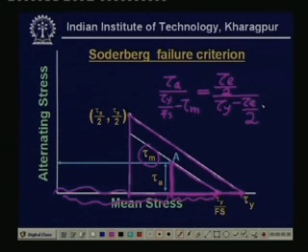So, this becomes your simple relationship between the stress amplitude, mean stress, material property like shear yield point and shear endurance limit value, and of course, the factor of safety.